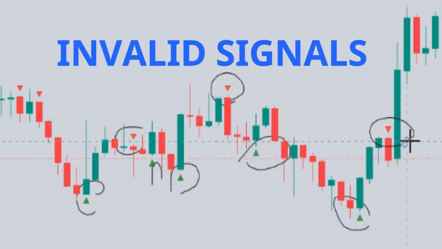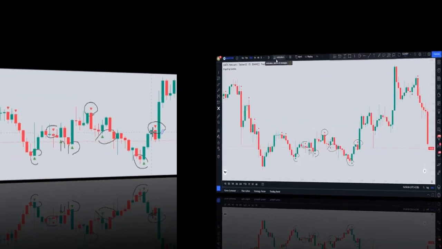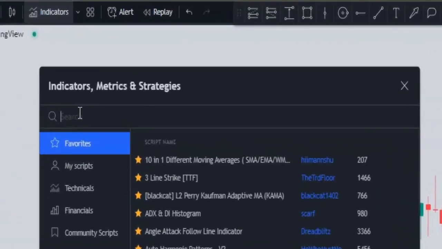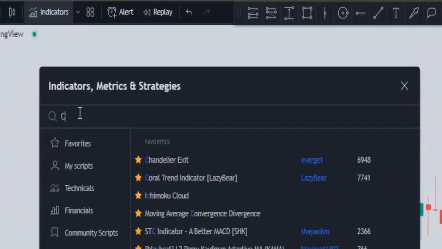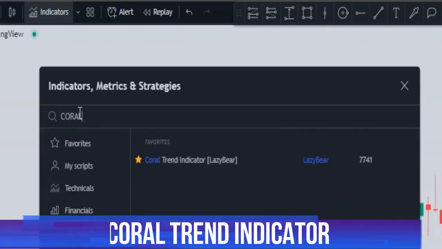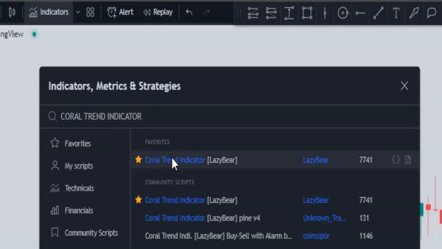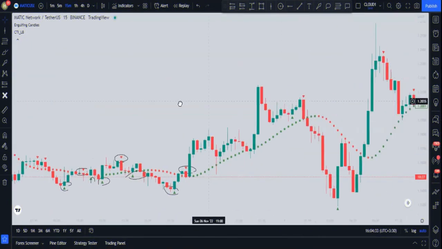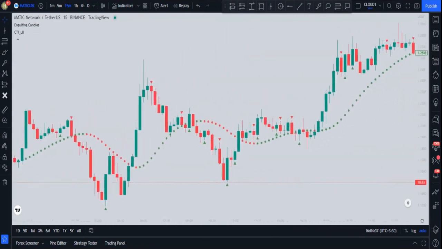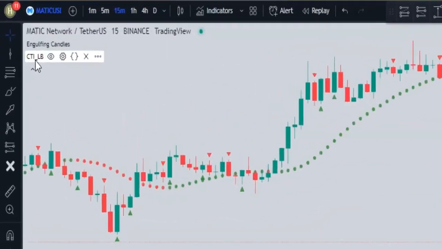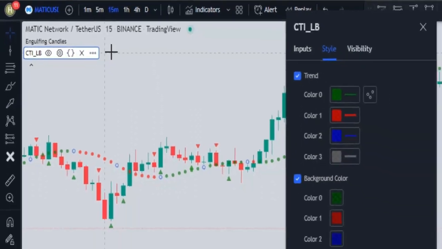So we need to add the second indicator to our setup. So click on the indicators tab and search for the second indicator, which is called Coral Trend Indicator by Lazy Bear. The other name of this indicator is CTI-LB. The indicator consists of a few dots above or below the candles. But first, let's access its settings and change some parameters.